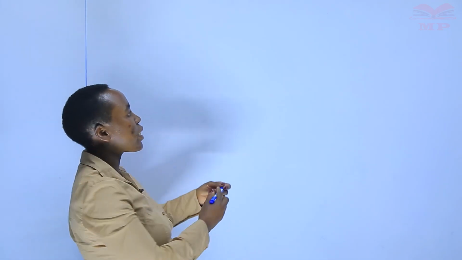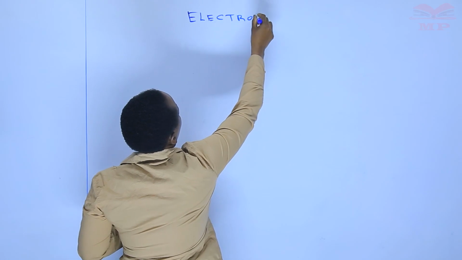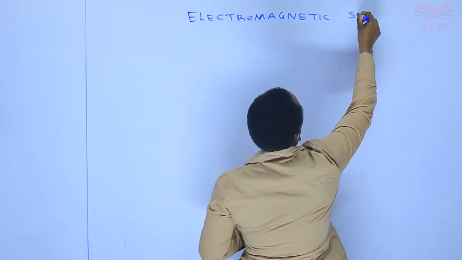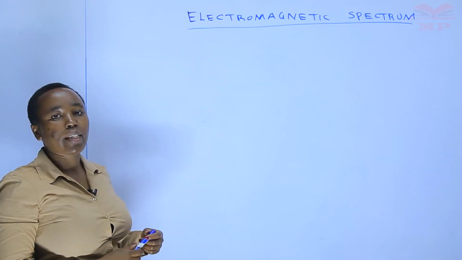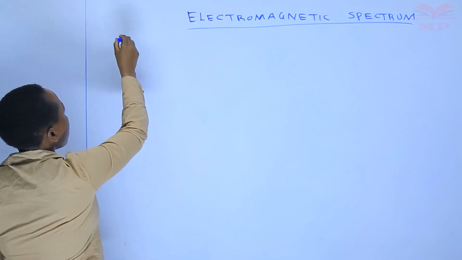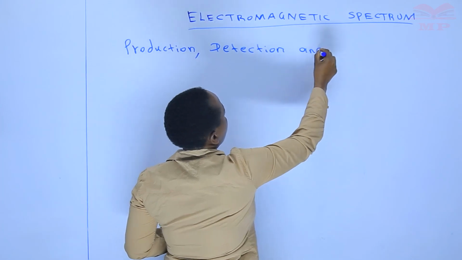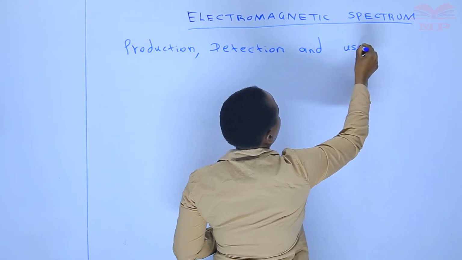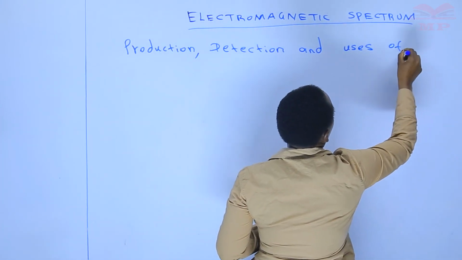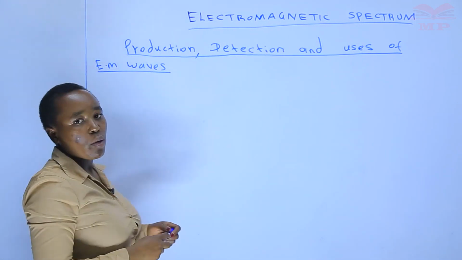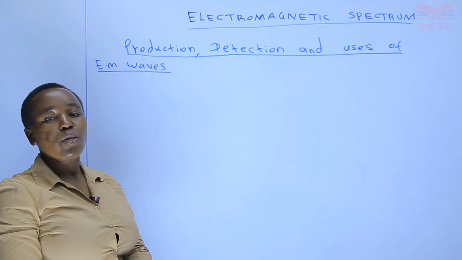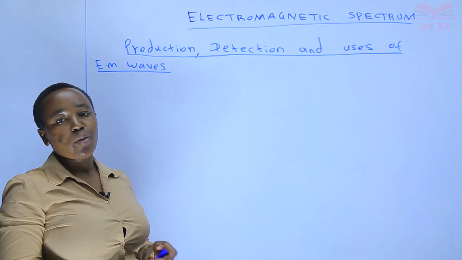And in our lesson today, we are continuing with the topic electromagnetic spectrum. In our lesson today, we are going to look at the production and the uses of electromagnetic waves.